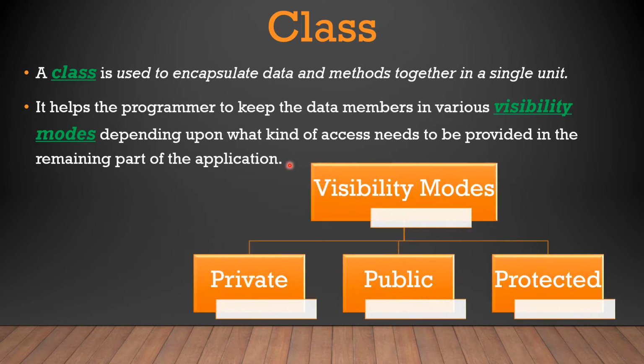Here are the three types of visibility modes: private, public, protected. So these three are the types of visibility modes and we will be studying them in detail.